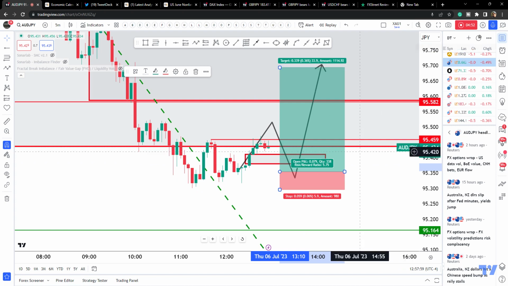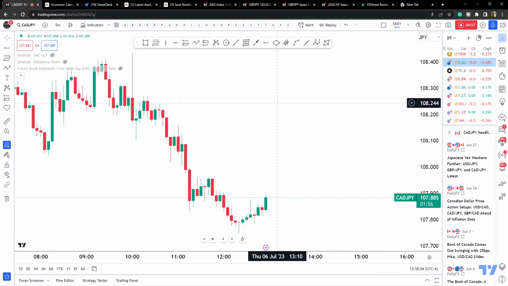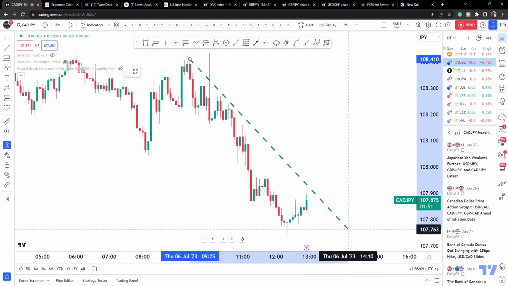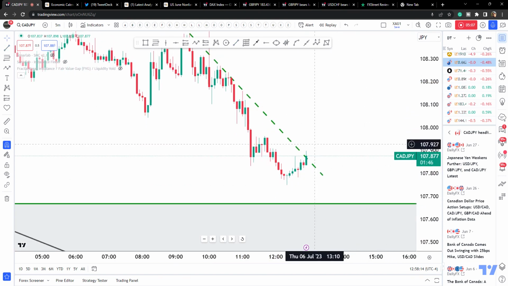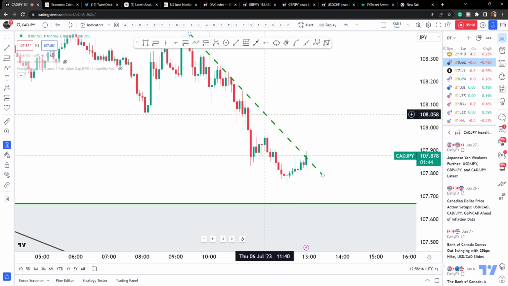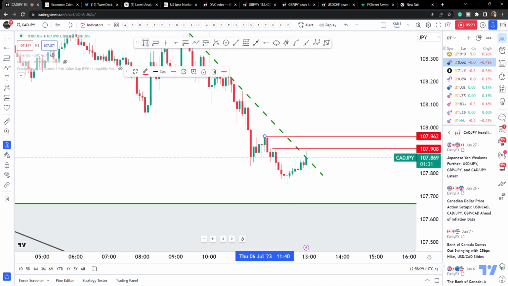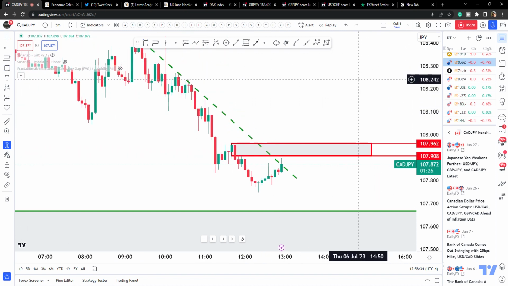And then on CAD yen, it's going to be a similar scenario. So we've got the 5-minute trend line that's coming under pressure. We're looking for a break of structure here and here, depending on your viewpoint.